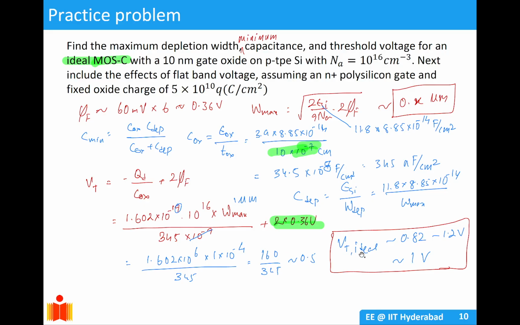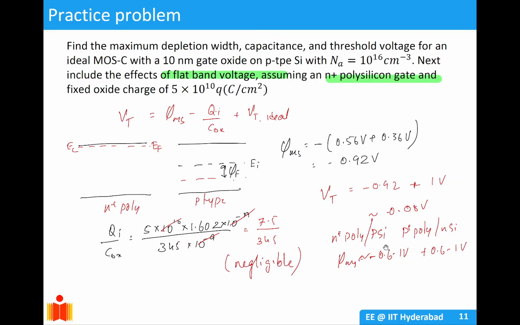So the ideal Vt would be around... Next we have to assume an n-type polysilicon gate. So that will change your phi ms. Your phi ms will become 0.56 plus 0.6, which is 0.92 volts.